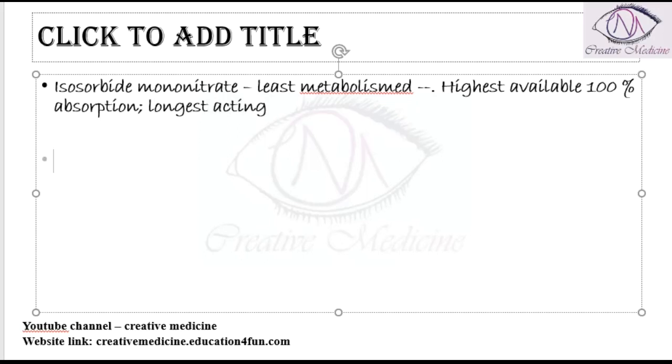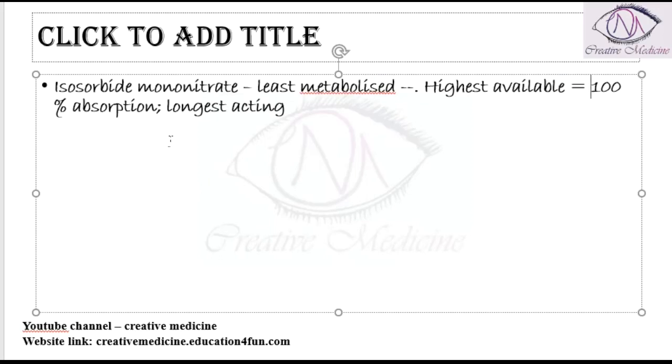So isosorbide mononitrate is least metabolized, it has highest availability. That means it shows 100% absorption and it is the longest acting drug among the nitrates. Then all the nitrates are metabolized by an enzyme called nitrate reductase. So longest acting is isosorbide dinitrate.